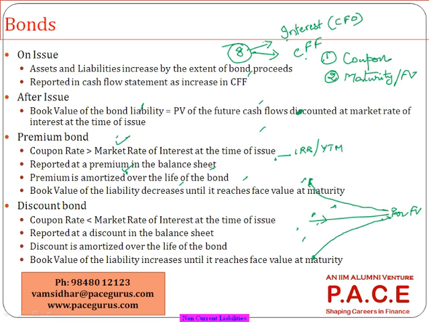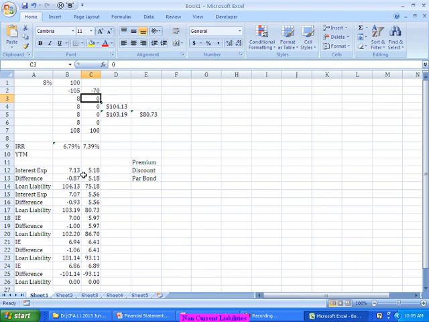So in this example, 8 is the total cash outflow, because the company is paying 8. Out of that, 7.13 will be shown as cash outflow from operations, and 0.187 is shown as the cash outflow from financing, because it is reducing the loan liability. Liability is coming down, so there is a cash outflow that is happening.